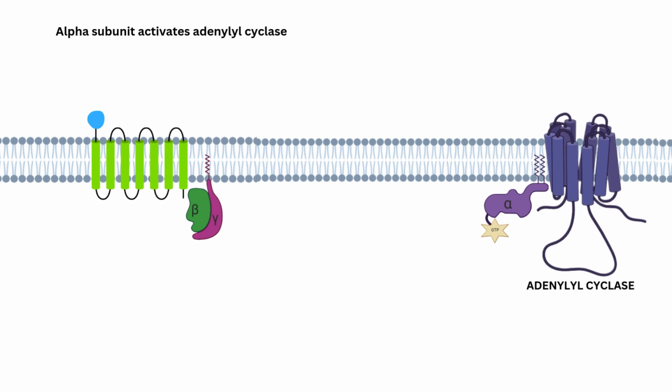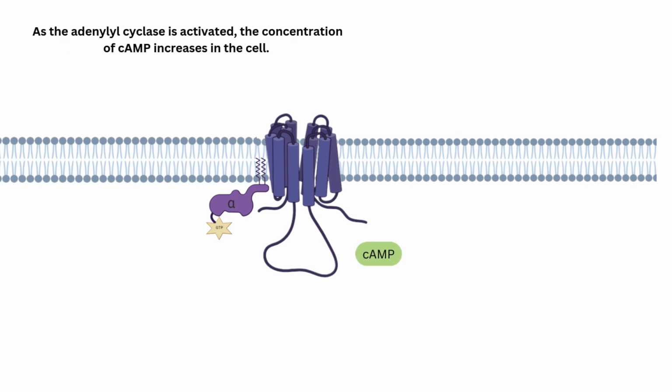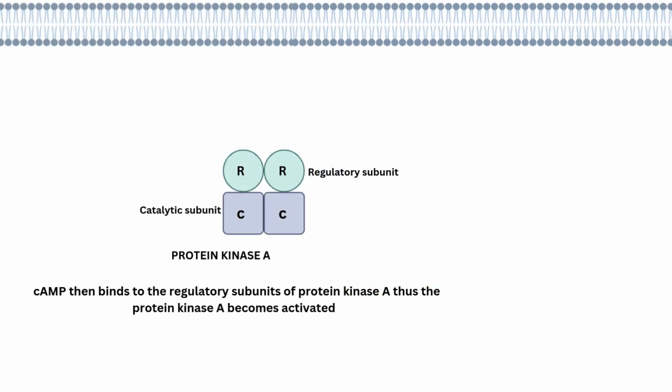The alpha subunit activates adenylyl cyclase, which converts ATP into cAMP. As adenylyl cyclase is activated, the concentration of cAMP increases in the cell. cAMP then binds to the regulatory subunits of protein kinase, thus protein kinase A becomes activated.